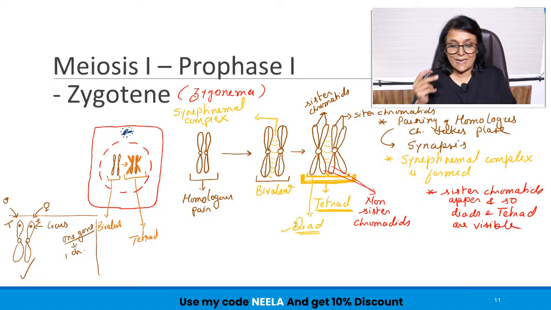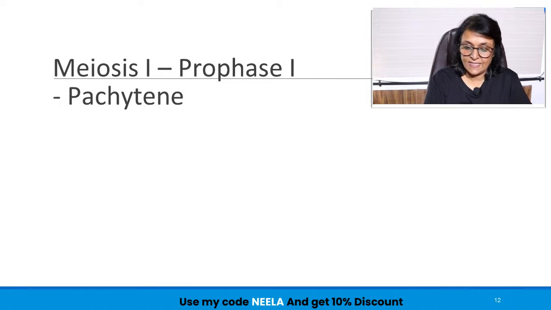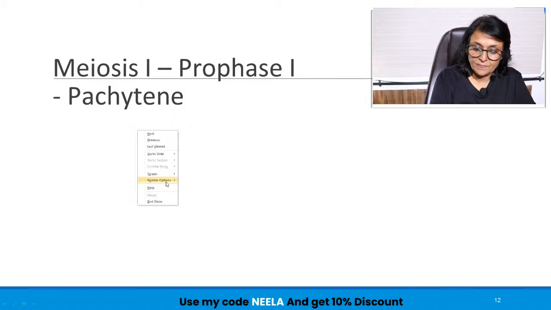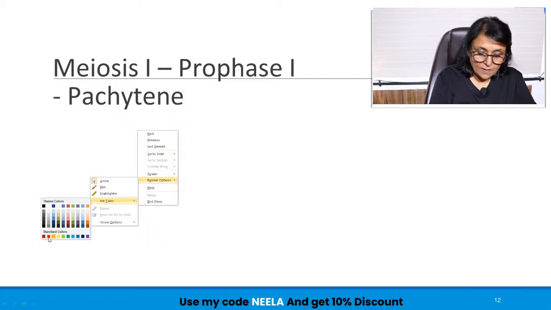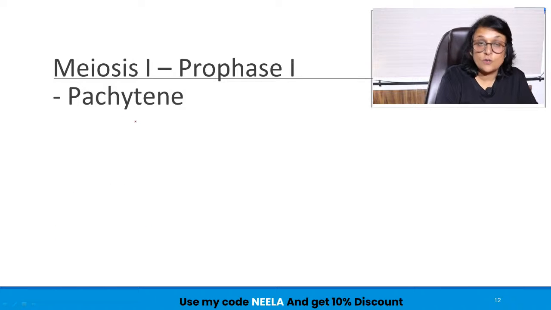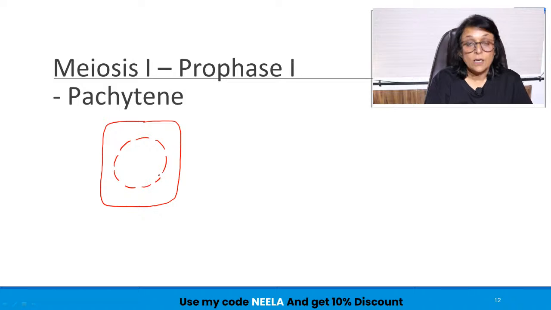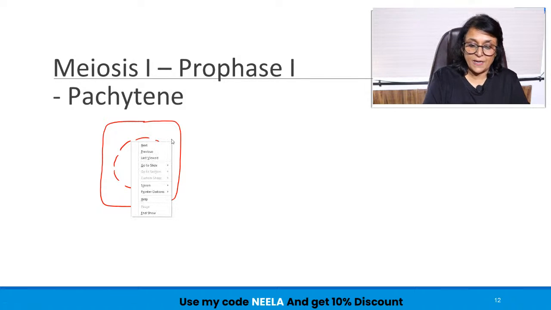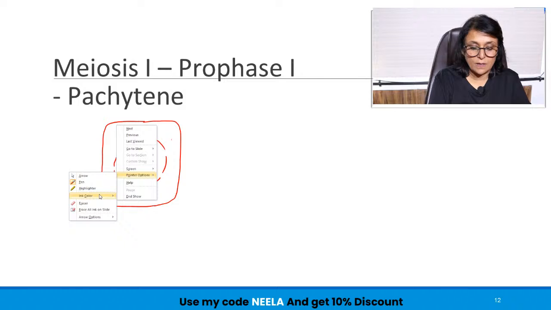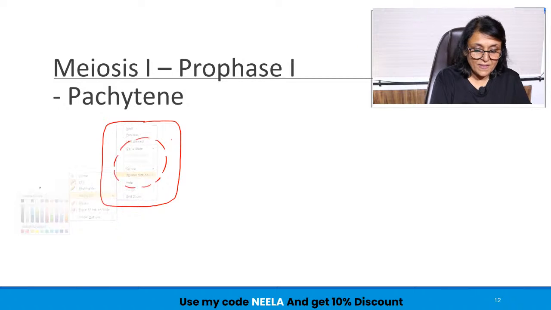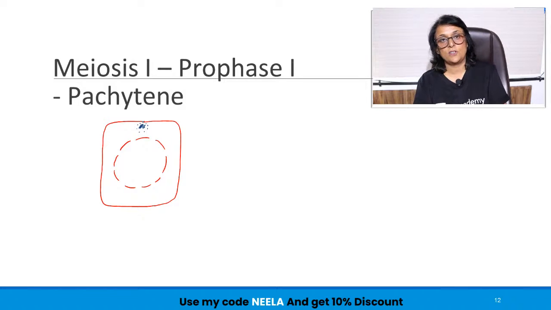So now let us move to the next stage, that is Pachytene. The basic structure we will draw first. This is our cell, which is now entering Pachytene. The nuclear membrane is as it is. No dissociation of nuclear membrane, no dissociation of organellar membrane. Centriole, centrosome at its position, not changed.